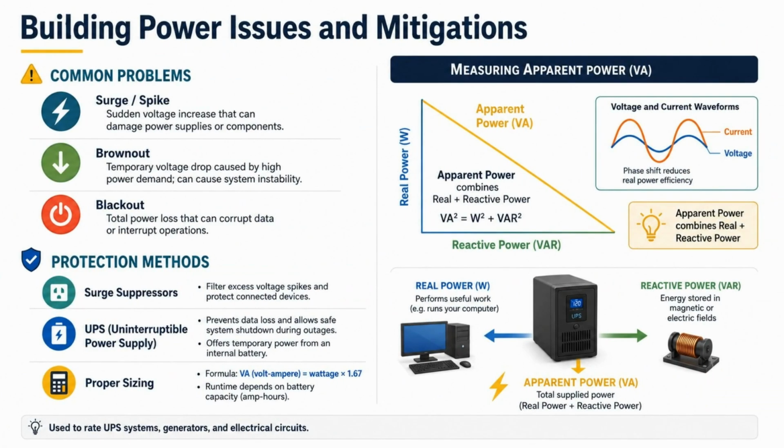Common power problems. A surge or spike is a sudden voltage increase that can damage power supplies or components. A brownout is a temporary voltage drop from high demand that can cause instability, and a blackout is total power loss that can corrupt data or interrupt operations. Protection methods. Surge suppressors filter excess voltage spikes, and a UPS prevents data loss and allows safe shutdown during outages, offering temporary power from an internal battery. Proper sizing follows the formula VA equals wattage times 1.67, with runtime depending on battery capacity.